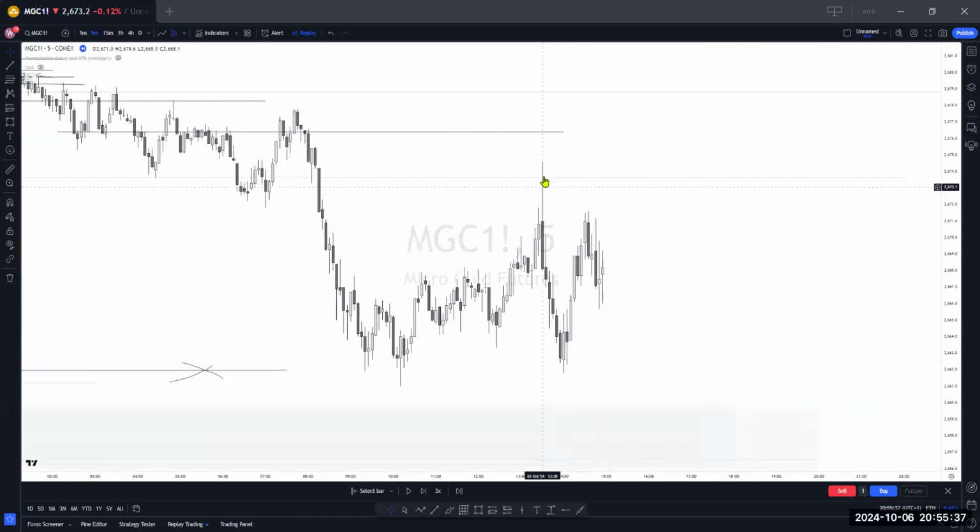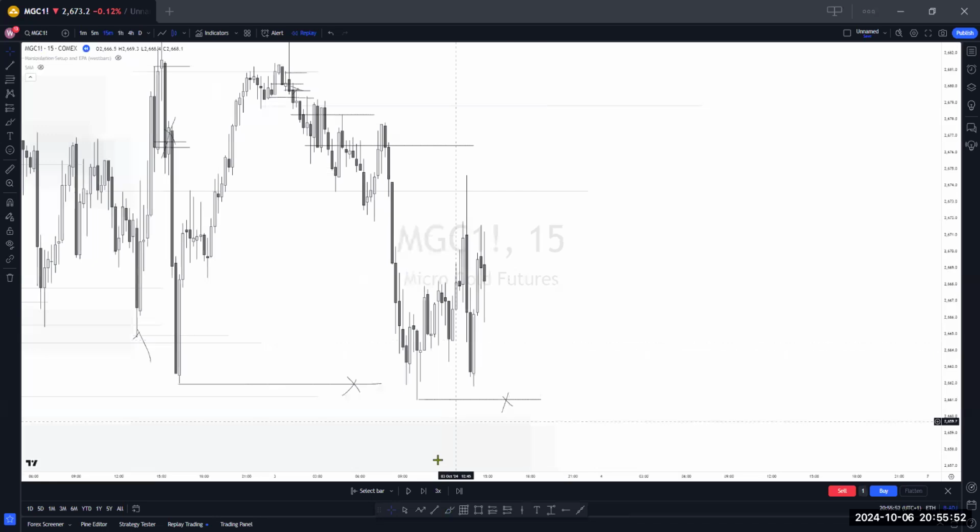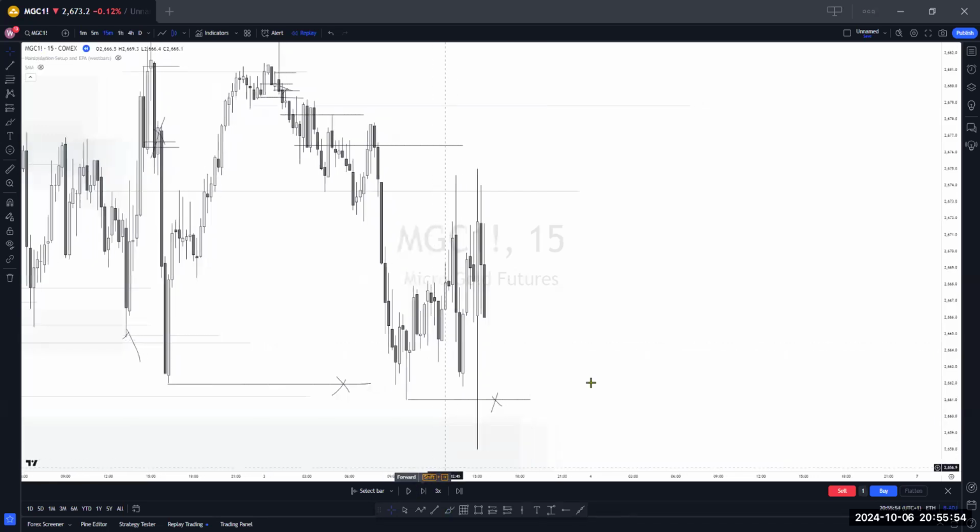We're talking rejection, right? We're talking engulfing. So pick the trade from here. Again, this would have been your target in all honesty, but I think price blasted through it. So that would have been a break-even trade.